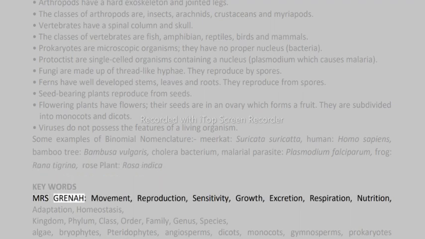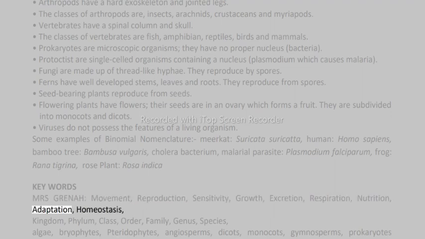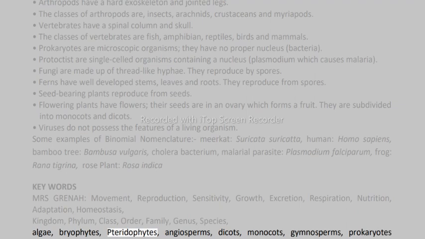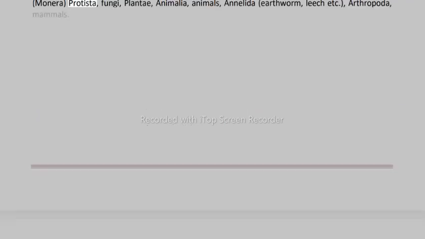Keywords: Mrs Gren, movement, reproduction, sensitivity, growth, excretion, respiration, nutrition, adaptation, homeostasis, kingdom, phylum, class, order, family, genus, species, algae, bryophytes, pteridophytes, angiosperms, dicots, monocots, gymnosperms, prokaryotes, monera, protista, fungi, plantae, animalia, animals, annelida, earthworm, leech etc., arthropoda, mammals.